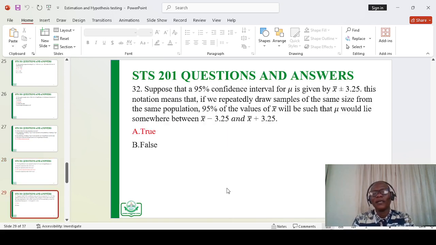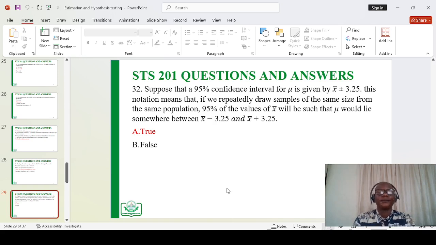Suppose that a 95% confidence interval for mu is given by x bar plus or minus 3.25. This notation means that if you repeatedly draw samples of the same size from the same population, 95% of the time mu will lie somewhere between x bar minus 3.25 and x bar plus 3.25, so it will give you the interval. So that's what you're going to have. So therefore, A is the correct answer.